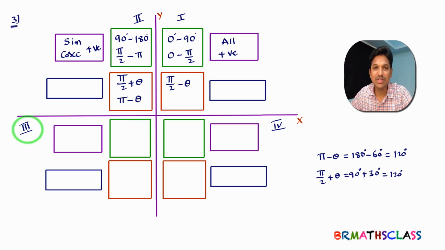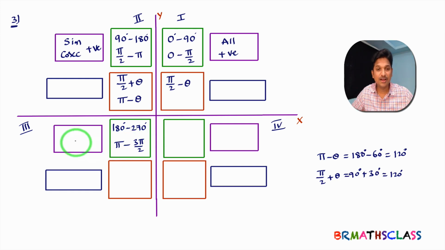Okay, now we'll move to the third quadrant. What is the angle range of third quadrant? Angle range of third quadrant is 180 degrees to 270. 180 degrees, if I write the same thing in radian measure, 180 degrees is pi, 270 degrees is 3 pi by 2. So what is the angle range of third quadrant? 180 degrees to 270 degrees. Which trigonometric functions are positive in third quadrant? In third quadrant, tan function is positive and cot function is positive. What about remaining all? Remaining all are negative.